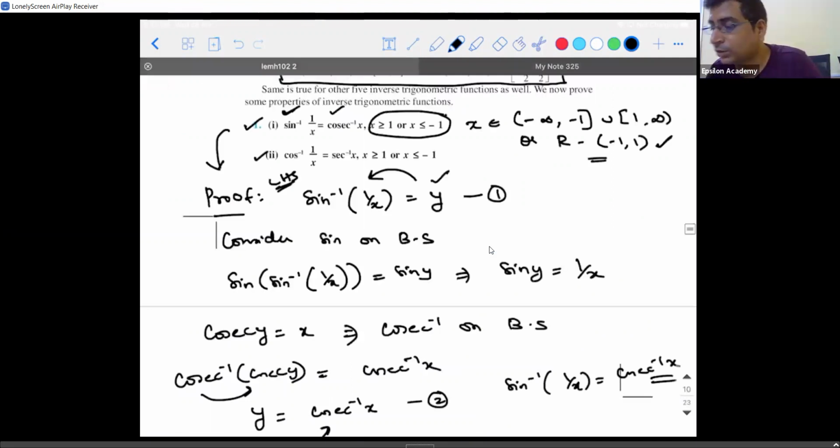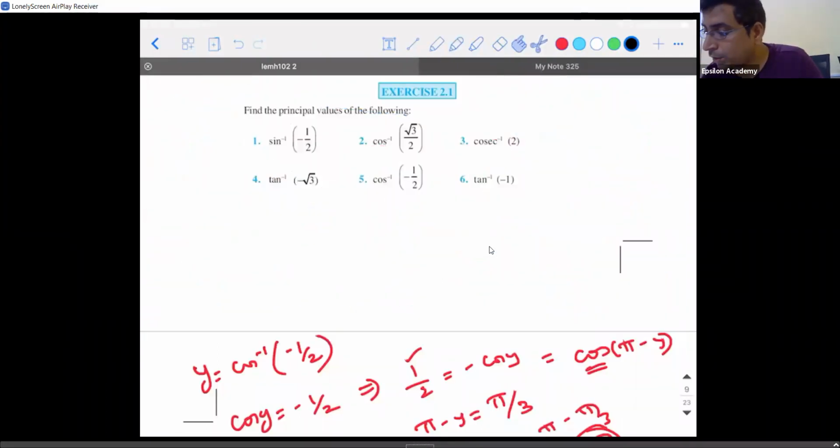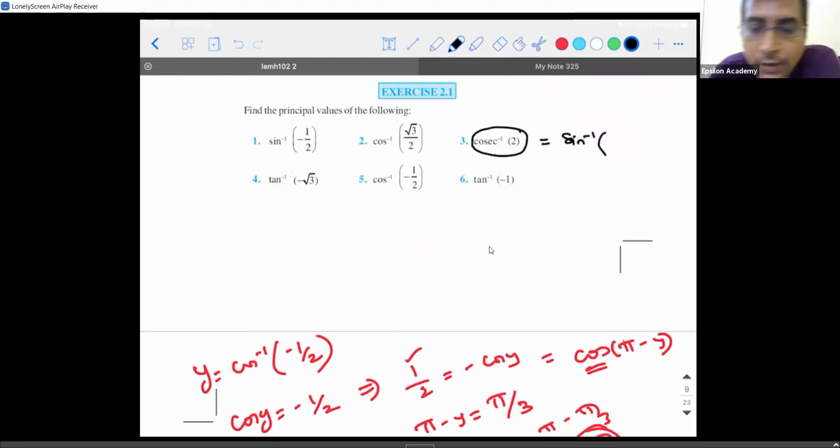Now I am going to apply this concept. Generally we solve the first exercise according to the concepts we learned previously. The question is, why can't we solve it using the concept we learned now, especially for this kind of problem? Cosecant inverse 2 is what? Sine inverse of 1 by 2. Right, now the job is easy. Sine inverse of a positive value will be positive. Here it's pi by 6.